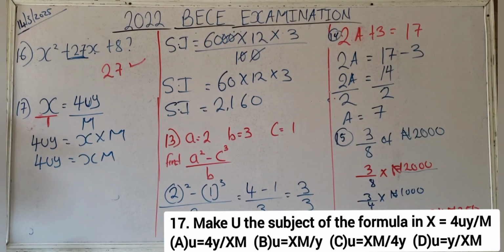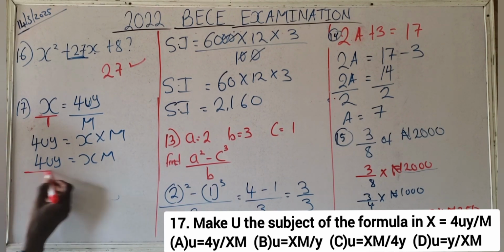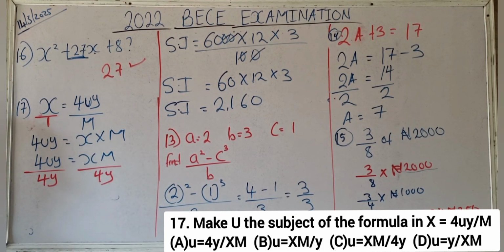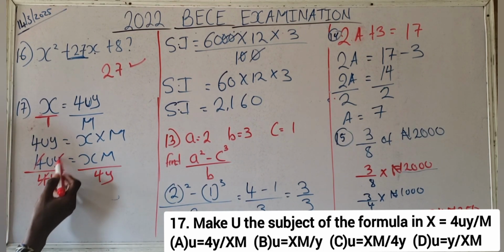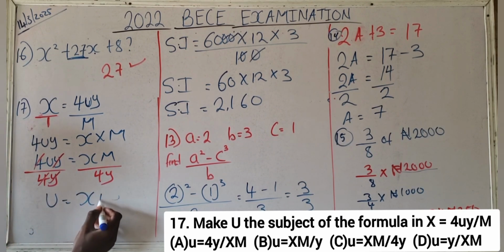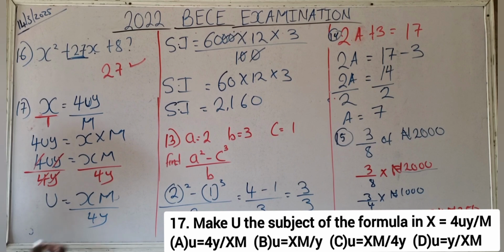Now we want to make u stand alone. What you are going to do is divide both sides by 4 and y. This 4 will cancel this 4, and this y will cancel this y. So u will remain alone. So I'm going to have u equals xm all over 4y. Do you understand? Okay, that is the solution to that question.